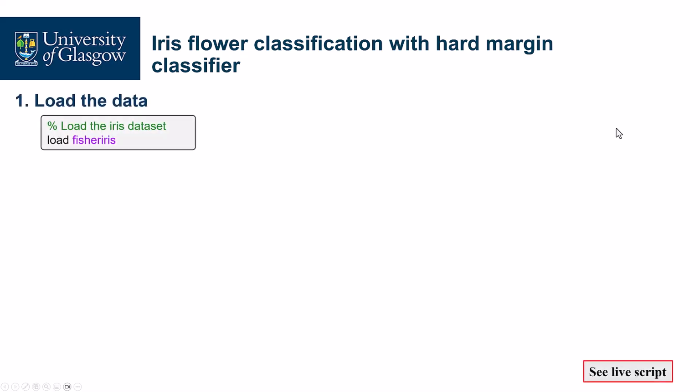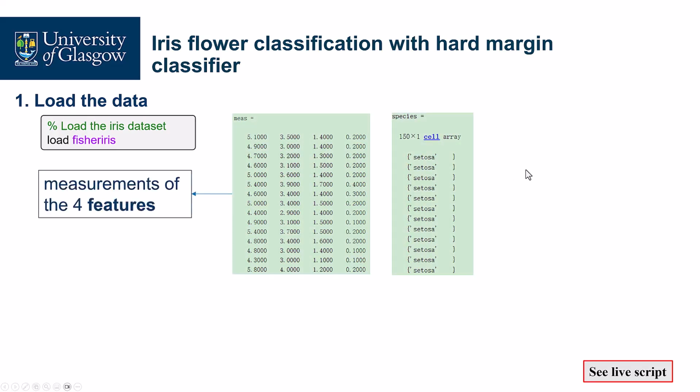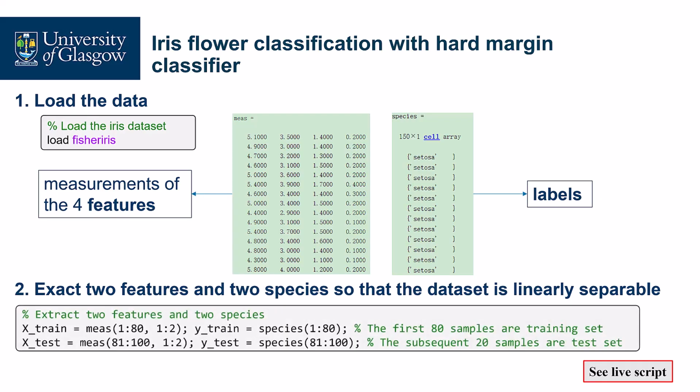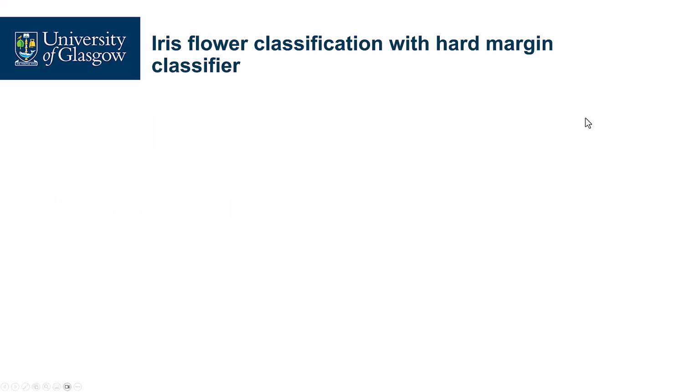Now let's first load the data, load the feature iris. I think you have seen it quite a few times, right? These are the measurements of 4 features, and these are the labels. Then to make it linearly separable, we extract the first 2 features and the 2 species, right? Now I'm using the first 80 samples as the training data and the subsequent 20 samples as test data. So now I prepare the training set and test set.